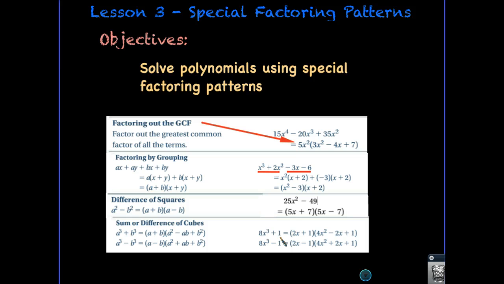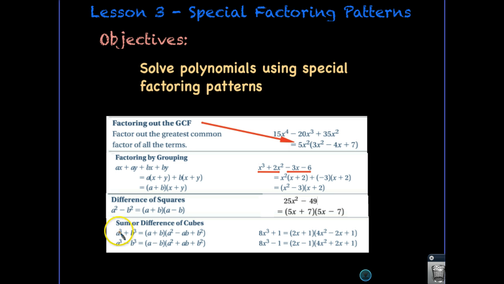x cubed is easy to see because x times x times x is x cubed. And then 1 is definitely a perfect cube. 1 times 1 times 1 is 1. 1 is also unique in that it's a perfect square. 1 times 1 is 1 for the squares. So 1 will always work.